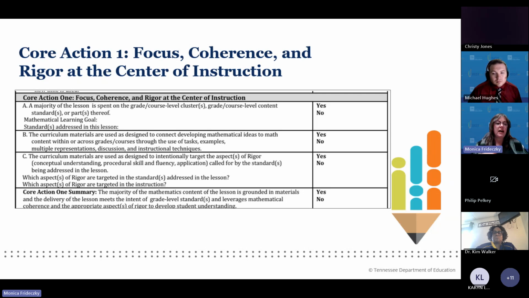And then, of course, there's that core action 1C. The focus of that is rigor, those 3 aspects of rigor: conceptual understanding, procedural skill and fluency, and application.